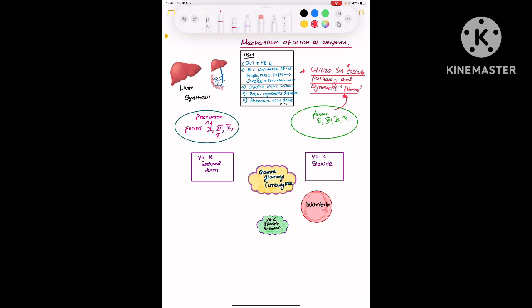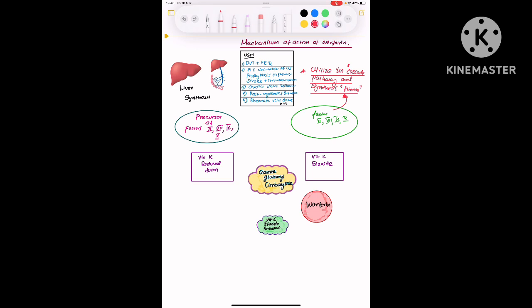Today I am going to explain the mechanism of action of warfarin. Warfarin is an anticoagulant and we use this anticoagulant in several medical conditions. I would like to start my video.